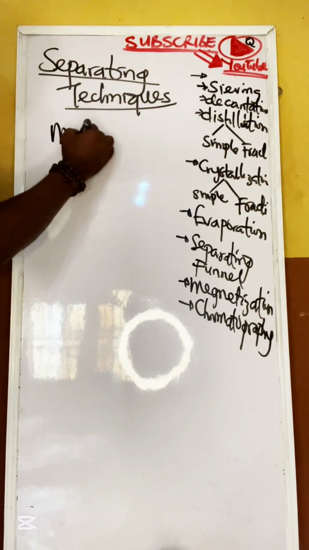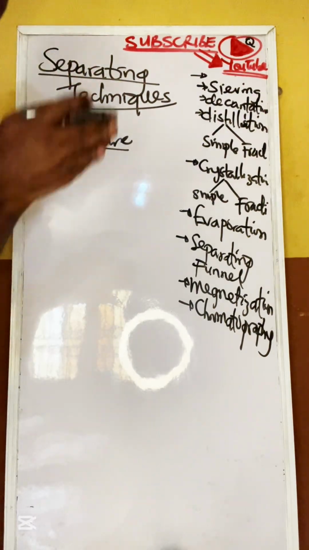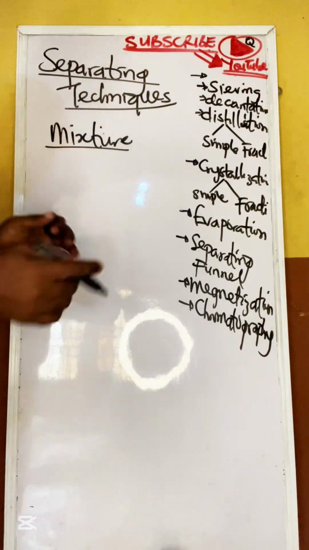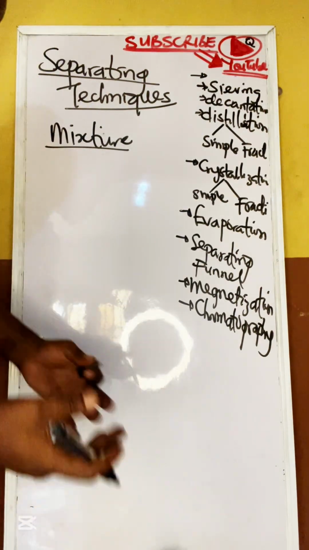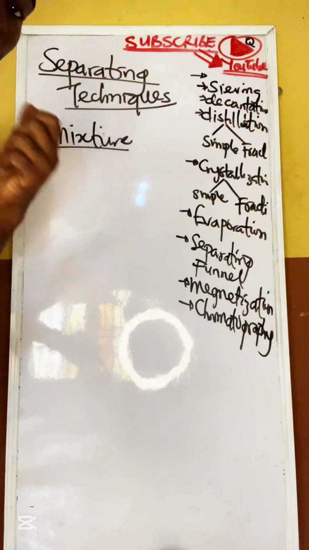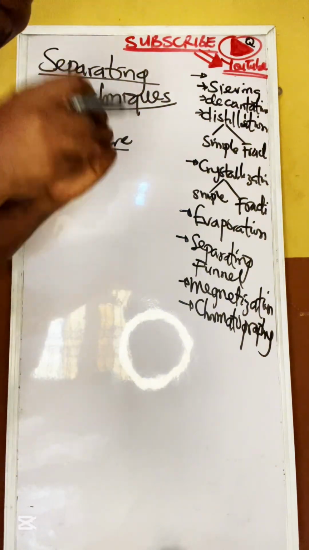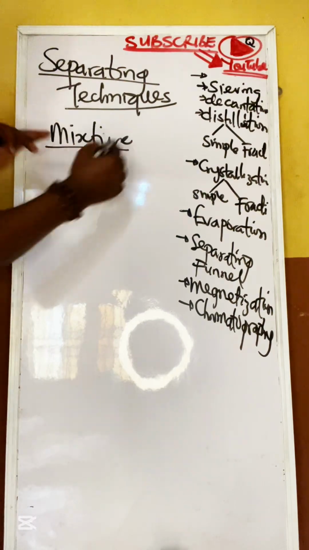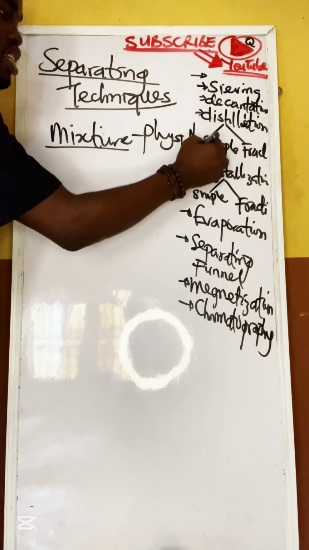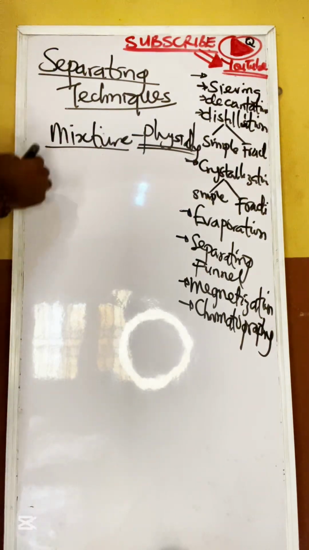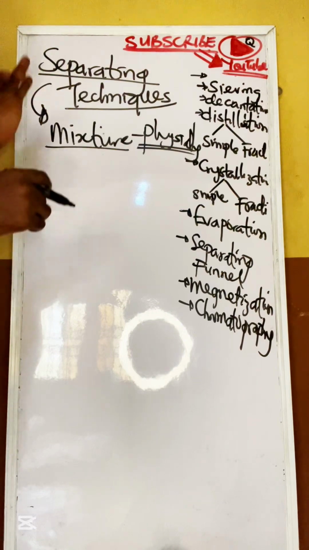Underline the word mixtures. Now, of course, you know that mixtures are physically combined substances, that is, you can see them. They are not chemically joined together, unlike compounds. Compounds are what? Chemically combined. While mixtures are what? Physically combined. Okay, so take note of that. So that's where we can use what we call separation techniques. Now let's delve into it.